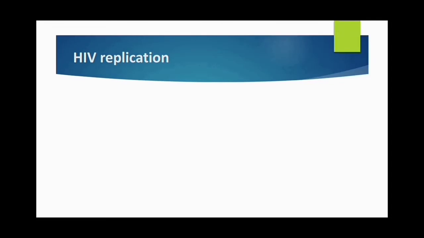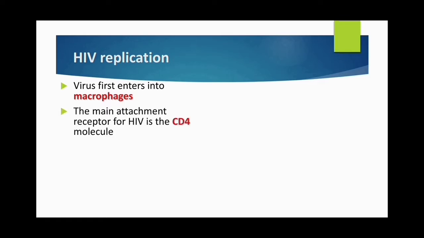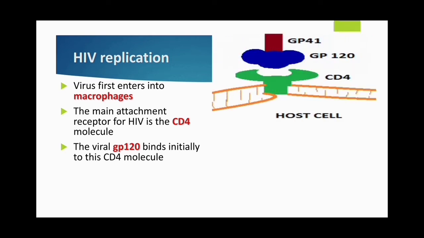Now let's talk about HIV replication, how it multiplies within our body. HIV first attacks macrophage cells. Macrophage cells also have CD4 receptor molecules. HIV attaches to the macrophage CD4 receptor through its surface glycoprotein GP120. See this figure. Surface protein GP120 of the virus is exactly complementary to CD4 of the host cell or macrophage cell.